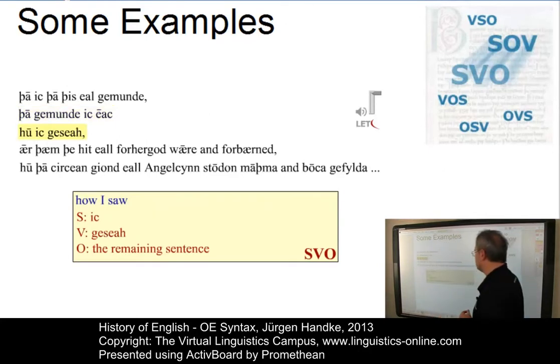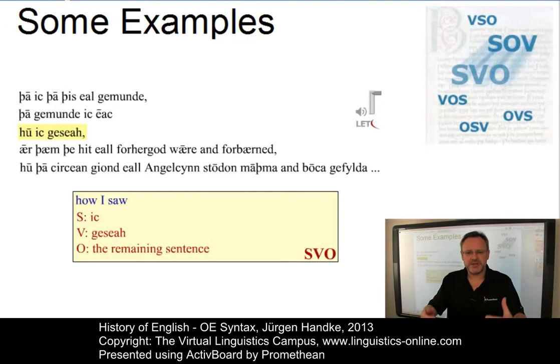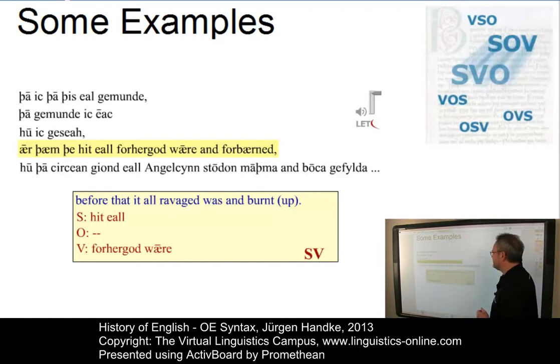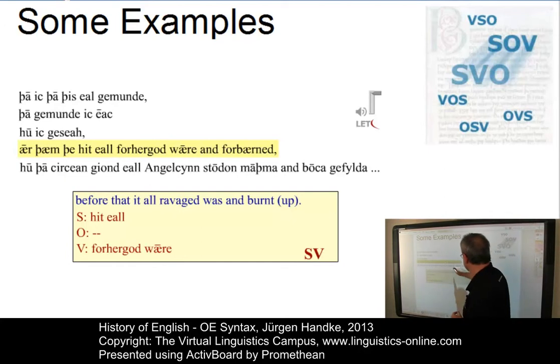Here is the third sentence. Hu ich jesech. How I saw, ich jesech, and here we have an SV structure with the object not part of this clause, but the object is the remaining passage of this little text. So the object consists of two clauses. Fem thehit el for hergot, were and for bernet. So we have an SV structure with the verb at the end.